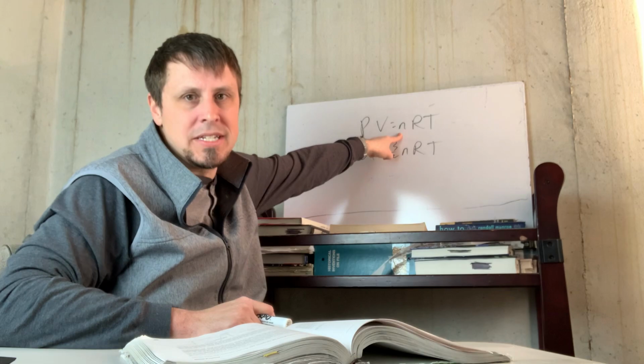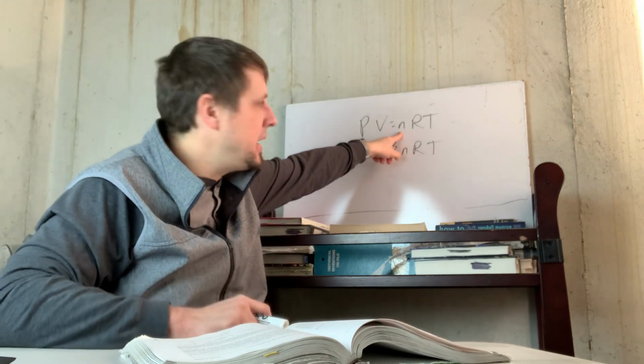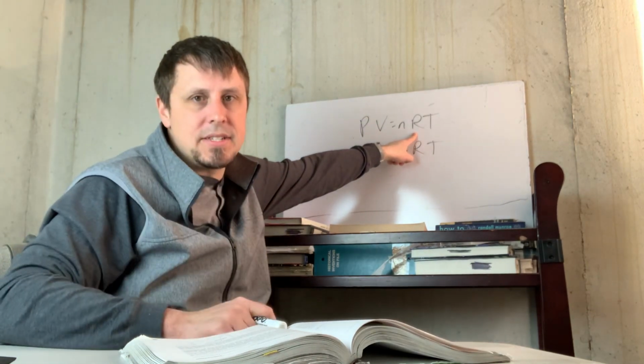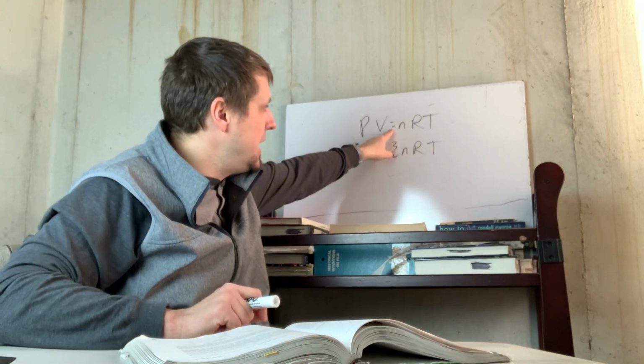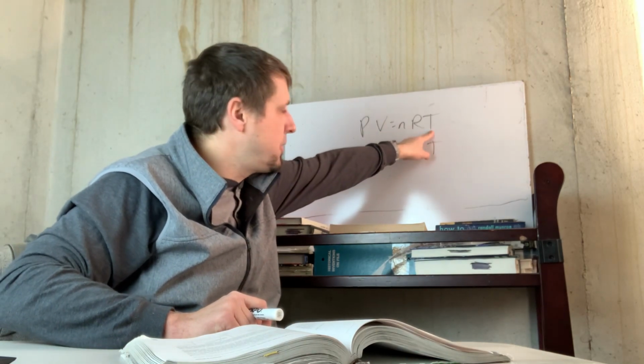So if you're in a sealed container, the moles can't change, okay? R is the universal gas constant. It's on the equation sheet. It allows us to put equals instead of proportional to. And T, of course, is the temperature.